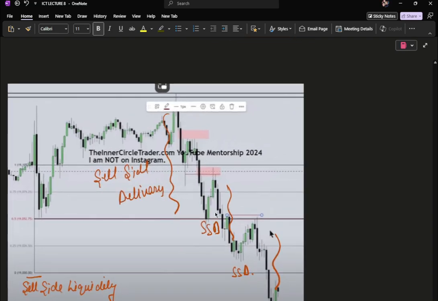This is a sell side delivery, right? This is a sell side delivery, and this is the sell side liquidity, right? So in this sell side delivery, the price is going to attack the sell side liquidity. At this moment, this is the change in the state of delivery, and probably it's going to go down.